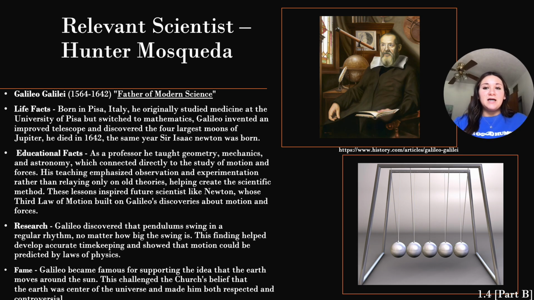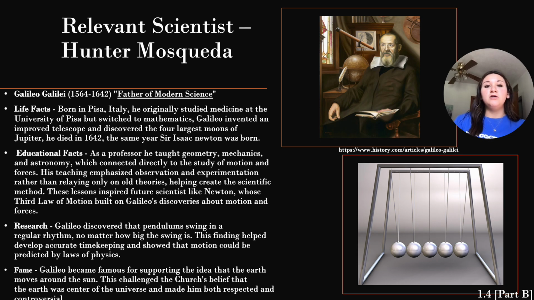Galileo was different from many scientists of his time because he believed in careful observation and experimentation. Instead of trusting old theories, he tested ideas, measured results, and repeated experiments. This hands-on approach helped create what we now call the scientific method. His research topics include falling bodies, inertia, projectile motion, and pendulums. For example, Galileo proved that all objects, no matter their weight, fall at the same rate in the absence of air resistance. He also discovered that pendulums swing in a regular rhythm, which led to more accurate clocks and showed that motion follows predictable patterns.